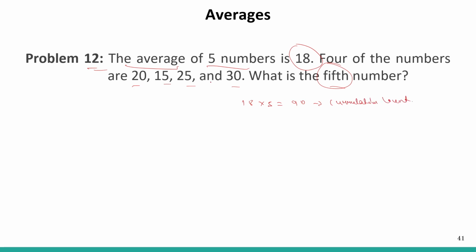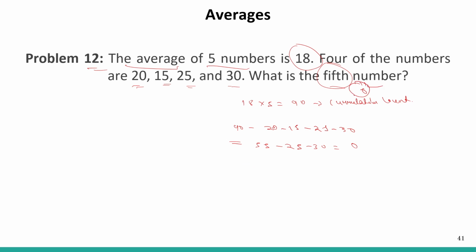Okay. So 4 of the numbers are 20, 15, 25 and 30. So what we can do is subtract 20, 15, 25 and 30 from it. So what we are left with is 90 minus 20 is equal to 70, minus 15 is equal to 55, minus 25, minus 30 is equal to 0. Okay. So the fifth number is actually equal to 0.